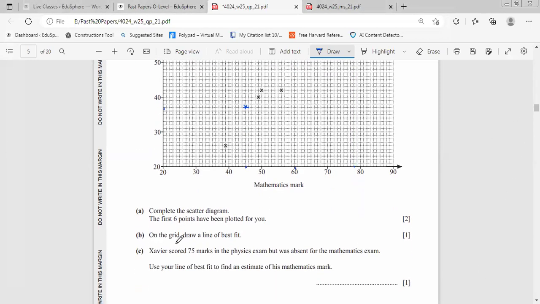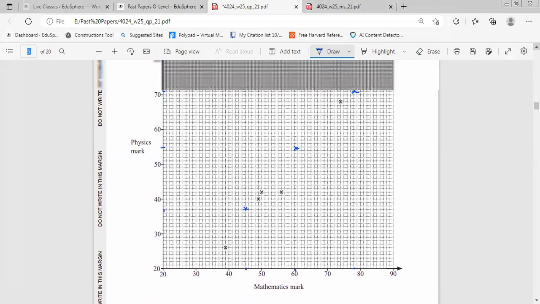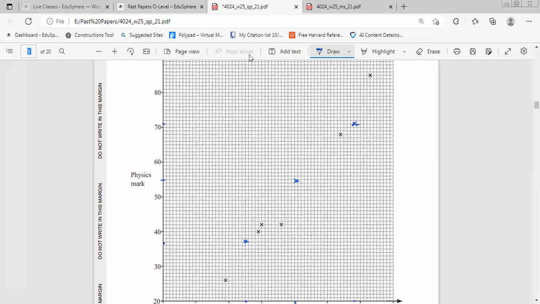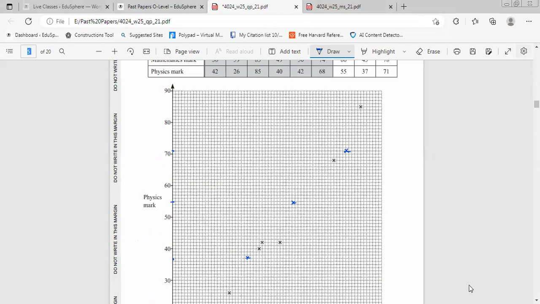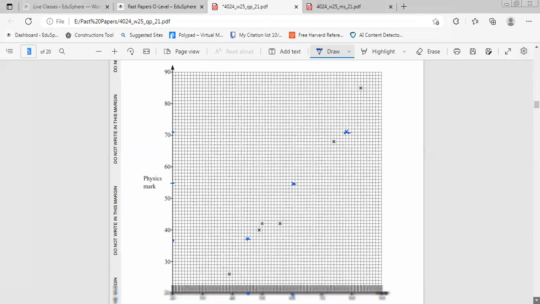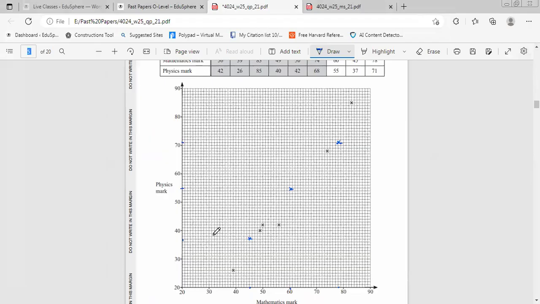Now they say on the grid, draw a line of best fit. Now, as you already know, whenever we are drawing a line of best fit, it's important for us to draw it in such a way that at least 2 to 3 points are on it, because there is a margin. The line of best fit has a margin for every student at least.